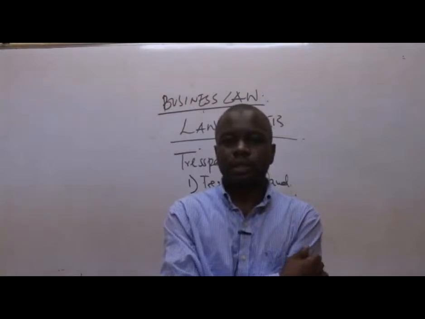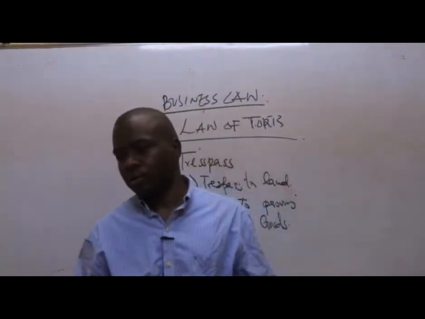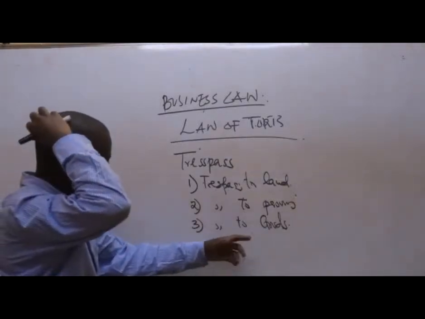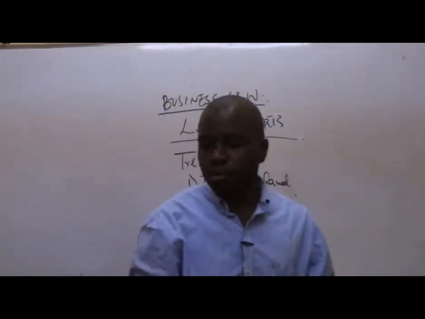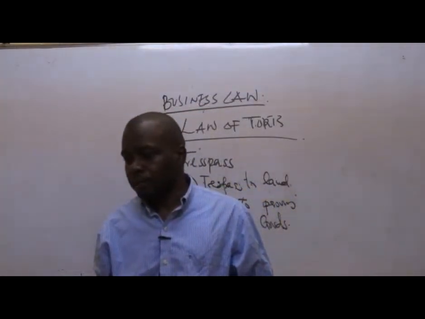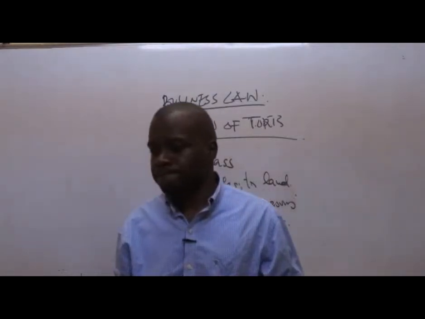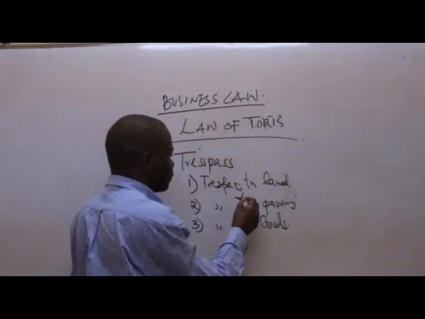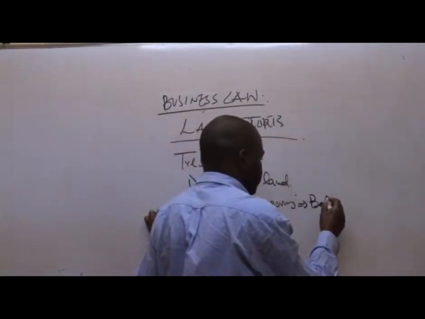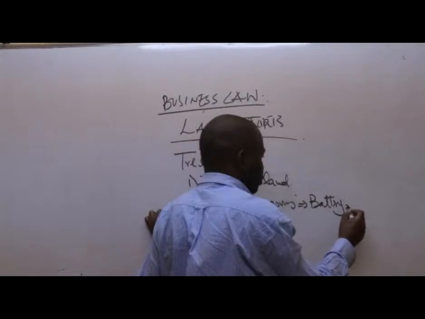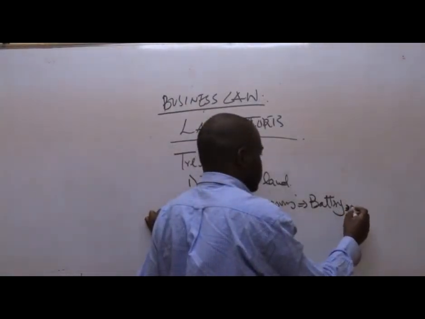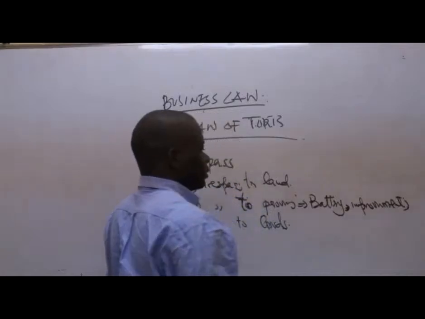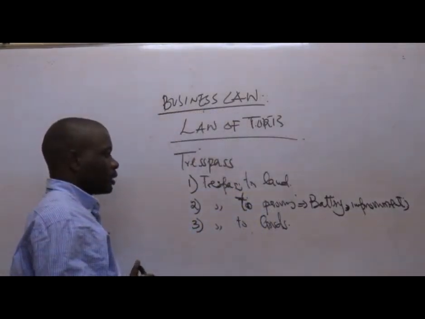So when we talk about trespass, it is simply the unauthorized entry into someone's property, or basically unauthorized entry into someone's goods as a property. In this case, when we talk about trespass to persons, we can have what we call battery, or something called imprisonment. So these are the classifications of trespass.